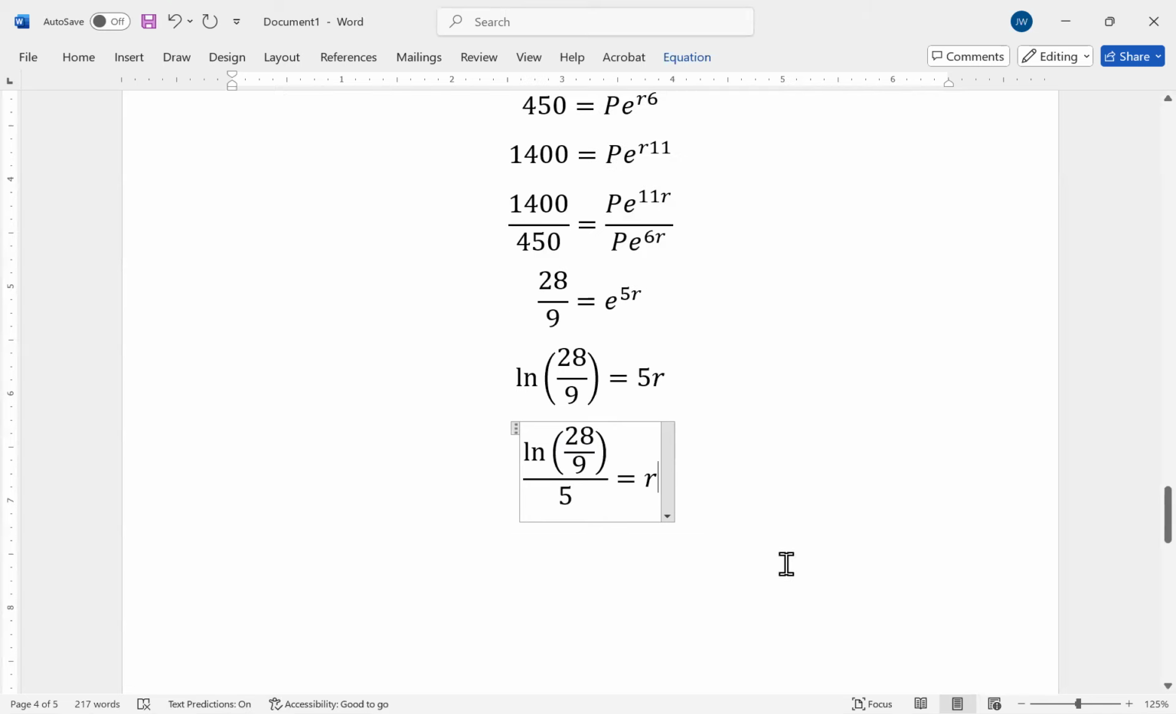Obviously, we can type that into our calculator and see that R is about 0.227. I won't write the approximate value in the equation, but I will write the approximate value here, 0.2270. The interpretation of that is that the number of bluegill are increasing by about 22 or 23% per year.